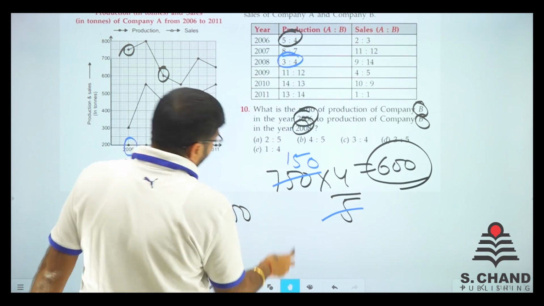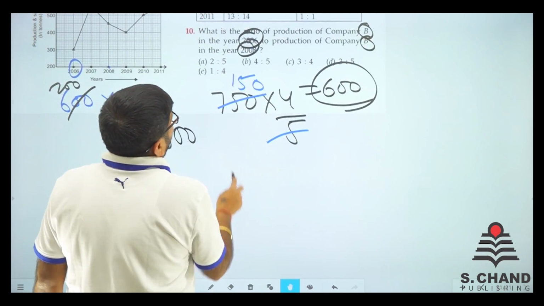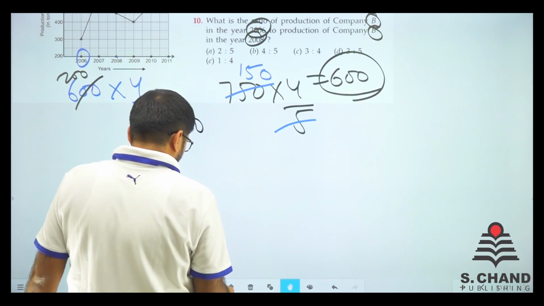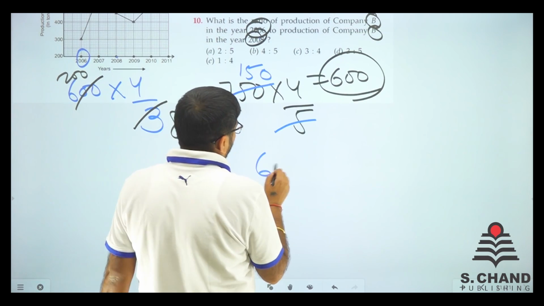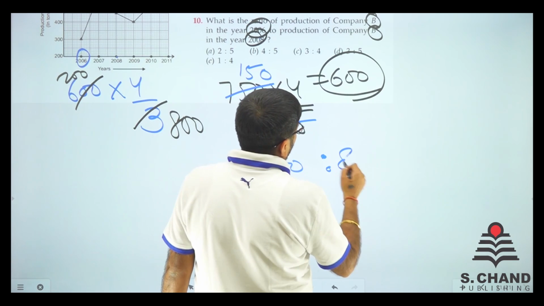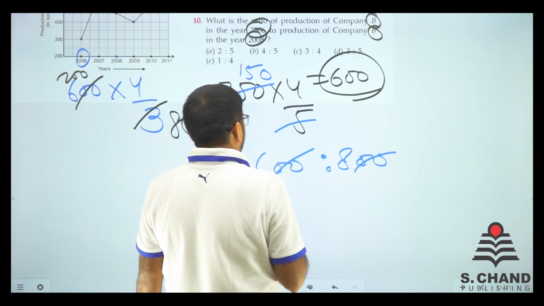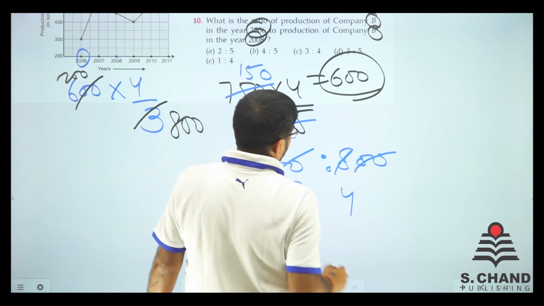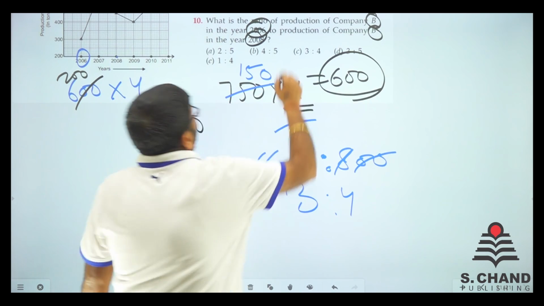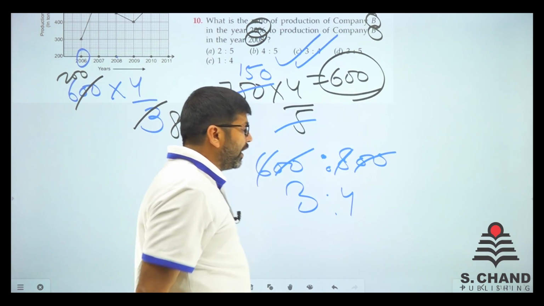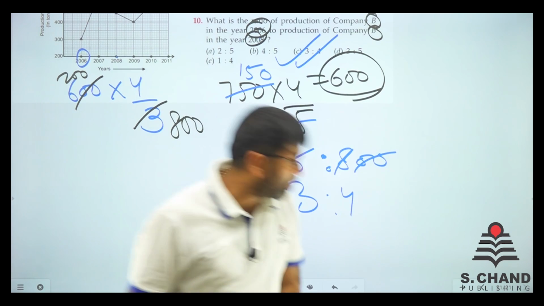So finally we have to calculate what? We have to calculate the production of 6 to 8. So 6 to 8 is like 600 ratio 800. So obviously 0, 0 gone. This is 3 times, this is 4 times. So 3:4. Is there any option like that? So finally we have arrived to the last question.